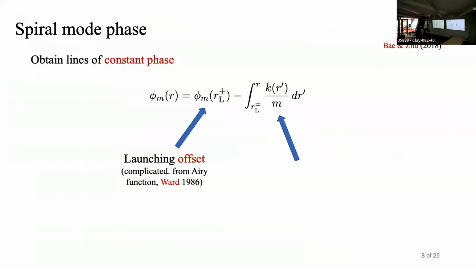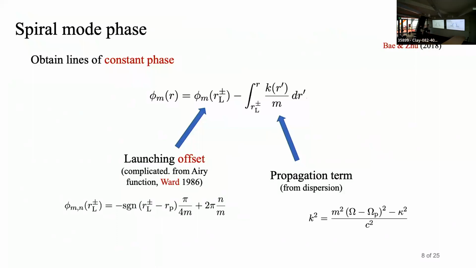So the offset is kind of complicated where you get it from. I don't really get it. But it ultimately comes from the behavior of the Airy function. And so this basically tells you, it looks complicated, but it's just where in the disk your wave starts. And then you have this propagation term, which is just taking the dispersion relation from before and integrating it.